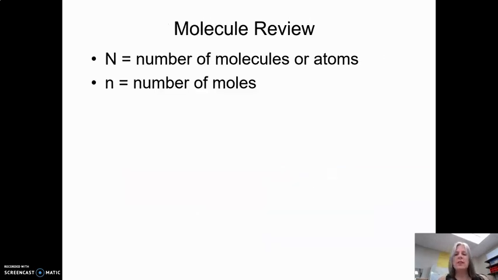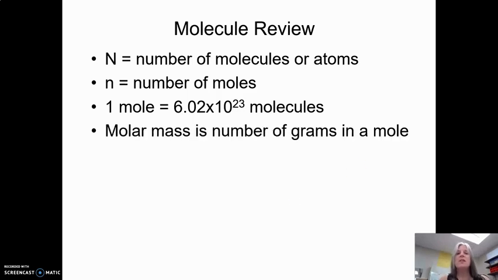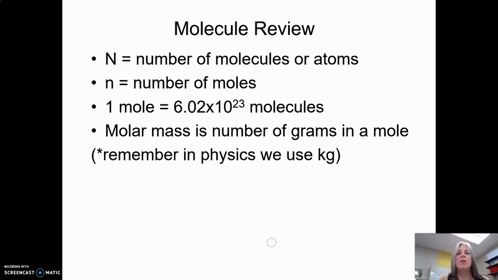So just a little review in case you haven't had chemistry, or maybe you have, but you don't remember much. When we use a big N, we're talking about number of molecules or atoms. Little n stands for number of moles. In 1 mole, there's 6.02 times 10 to the 23rd molecules. Molar mass, which is also called AMU, atomic mass unit, is the number of grams in a mole.